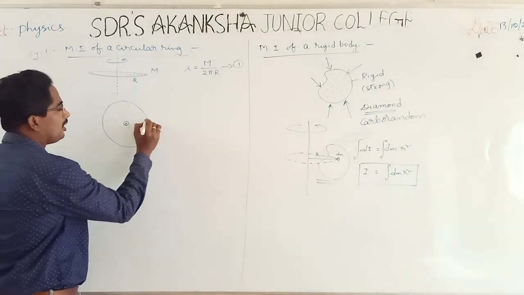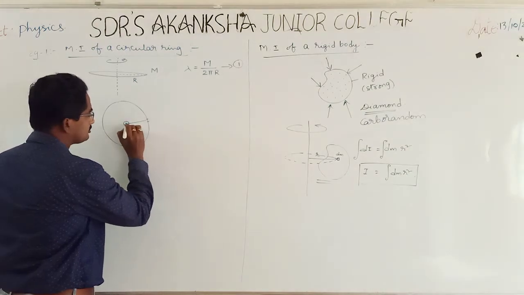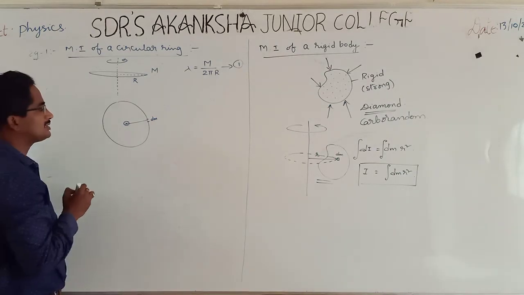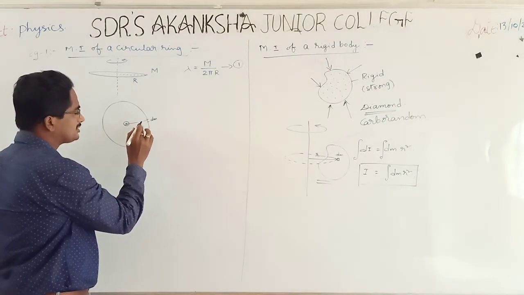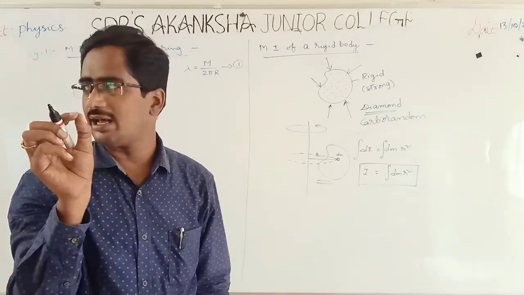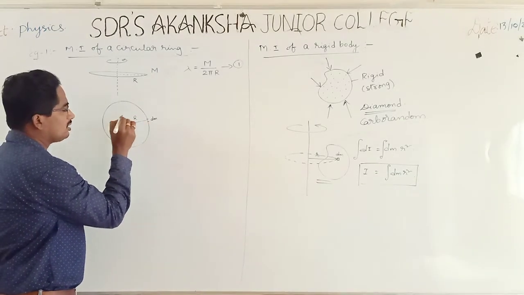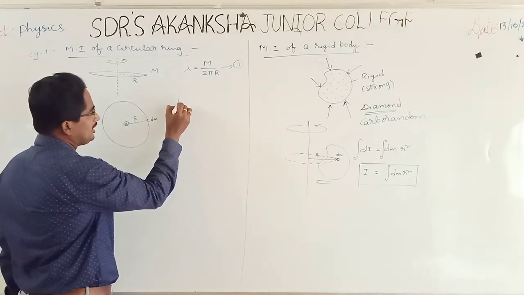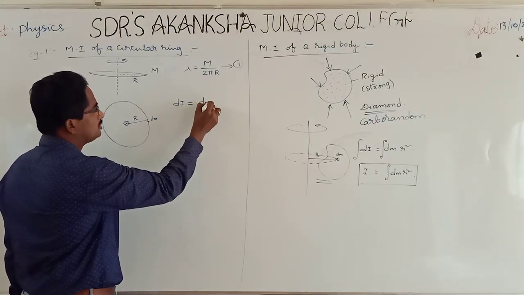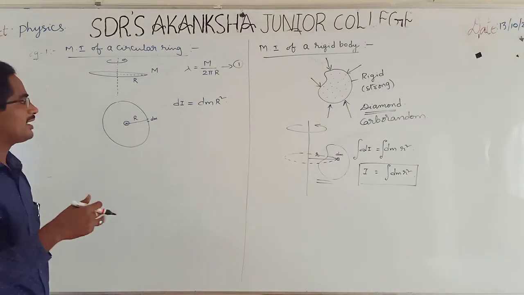Next, I am taking a small elemental portion here of mass dm. What is the mass I consider here? dm. Now at what distance is it? The small element, an infinitesimally small part, is nothing but like a particle of mass dm. Let its distance be r. What is the moment of inertia of that one? According to the method, dI equals the mass of the particle into the square of the distance, that is dm r square. Right? Now we are going to integrate it.